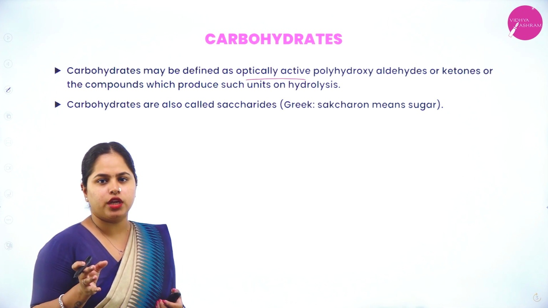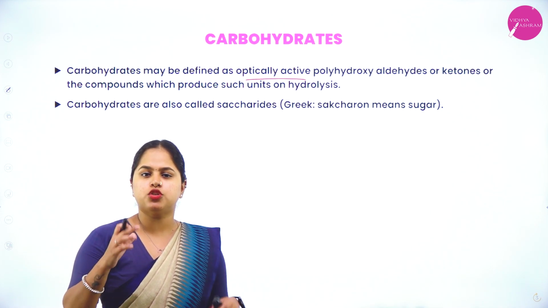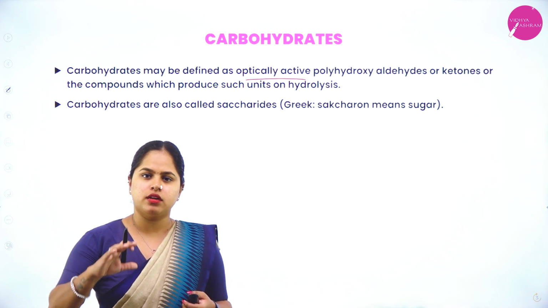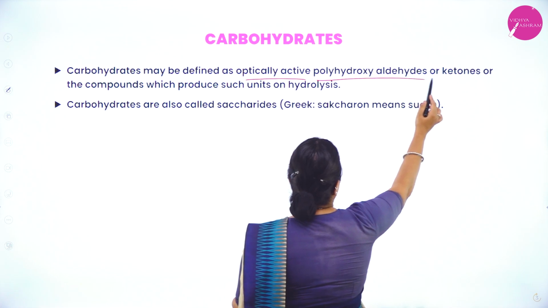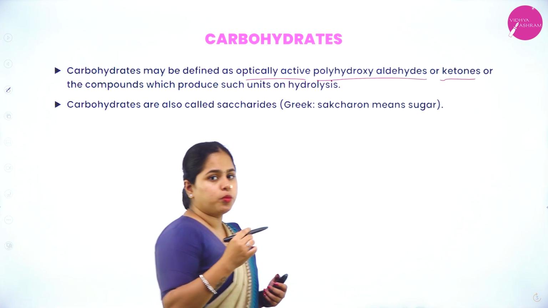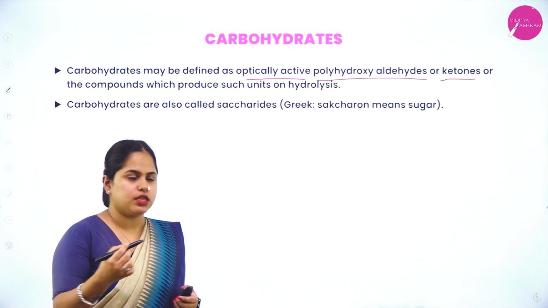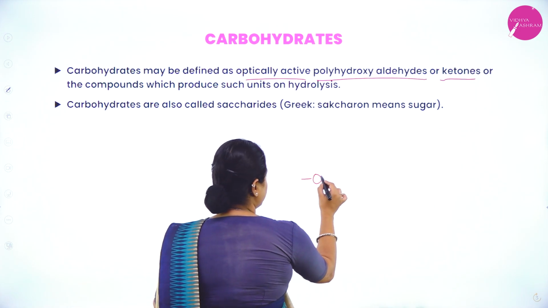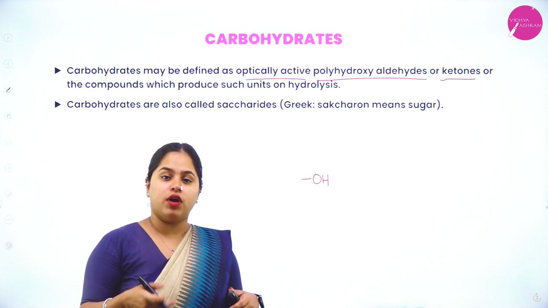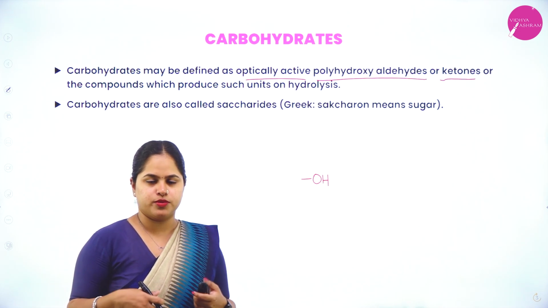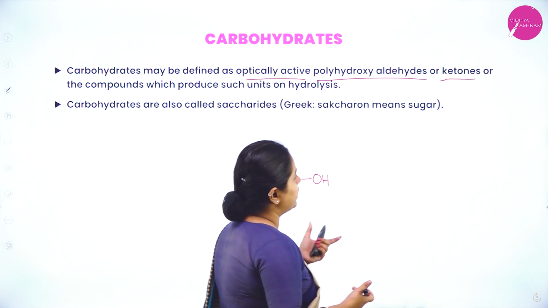So what is the first point that you can understand about carbohydrates? They are optically active. They have the capability to rotate the plane polarized light towards the right or left, right? Polyhydroxy aldehydes or ketones. So they are optically active polyhydroxy. Now what does polyhydroxy mean? Hydroxy means the OH group, right? So polyhydroxy means it is having more than one hydroxyl group, that is OH group. So it is having more than one hydroxyl group of aldehydes or ketones.